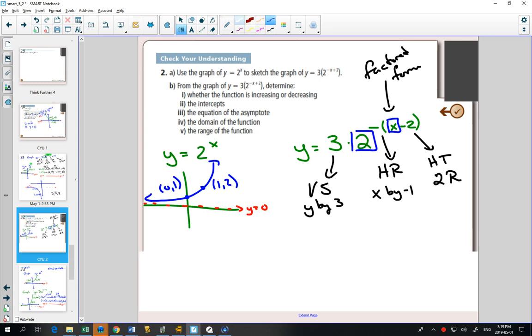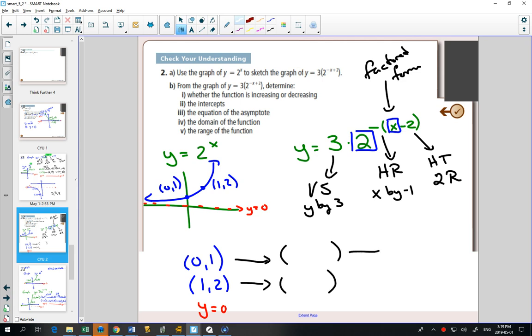So we take the points on our original graph, which are (0, 1) and (1, 2), and our asymptote at y equals 0, and we do our transformations. All of our stretches and compressions first. So our y value is going to get multiplied by 3, our x value by -1. And then our translations: we only have one translation, going 2 to the right.